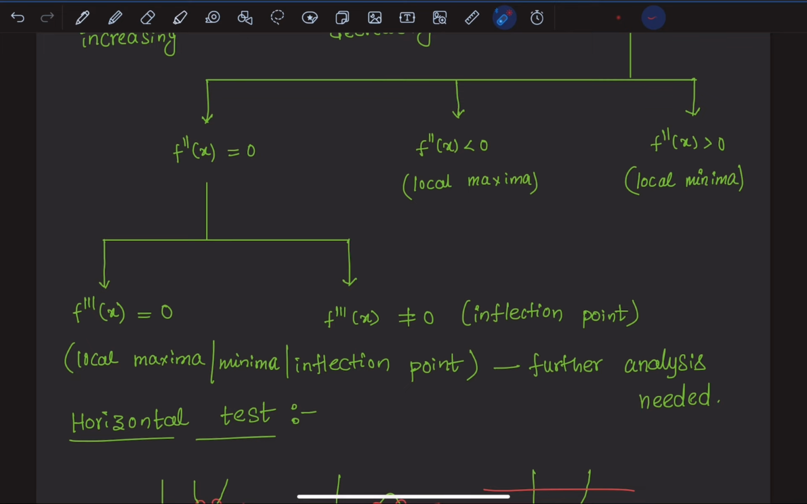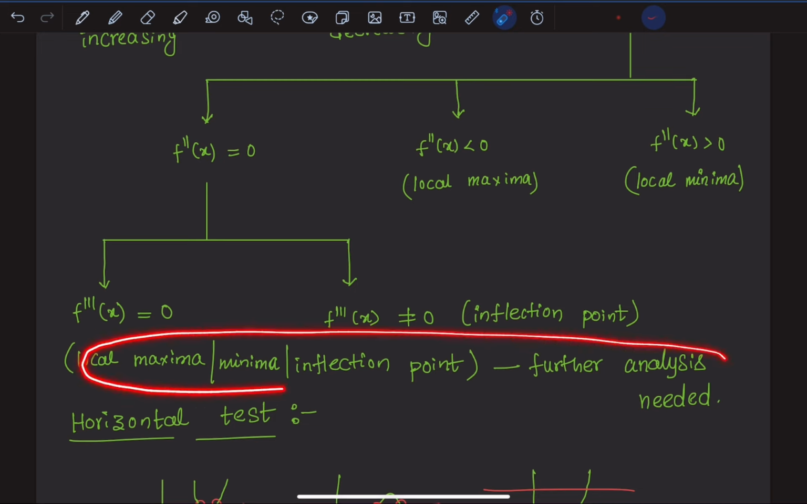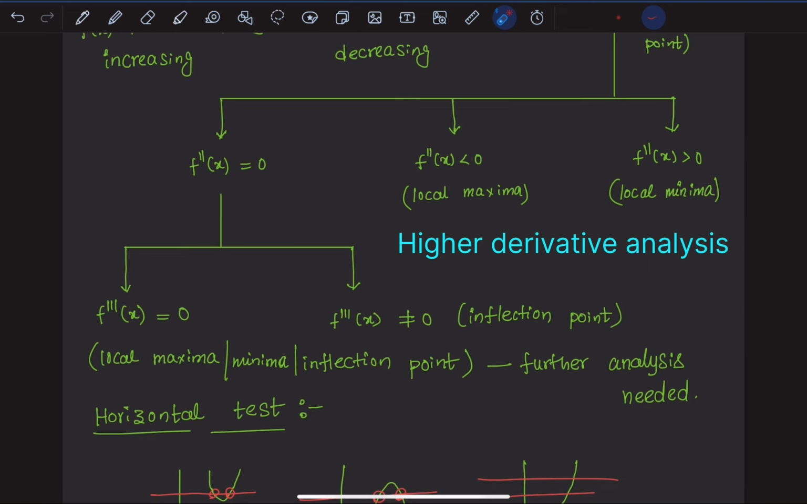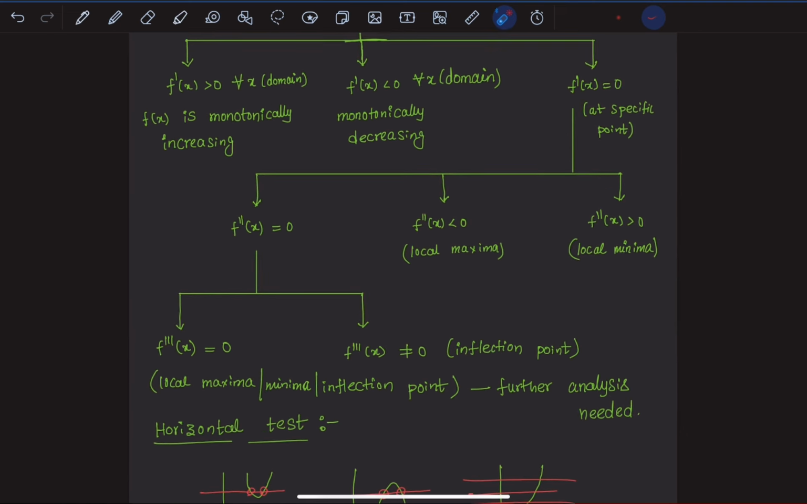We have to go ahead to the fourth derivative, fifth derivative and analyze whether it is a local maxima, minima, or inflection point in this case. If you want to understand that particular thing, if you want to know how this analysis is done, go to the comment section and comment higher derivative analysis. So this is the funda that we have.